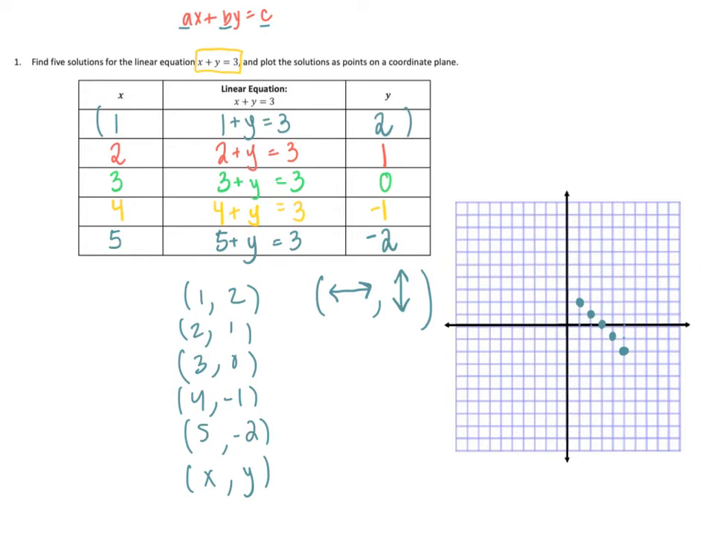So this is the line that I've created. You can see that this is linear, it's a straight line, and we'll also get into this later, but this is a negative slope. And we're done here.